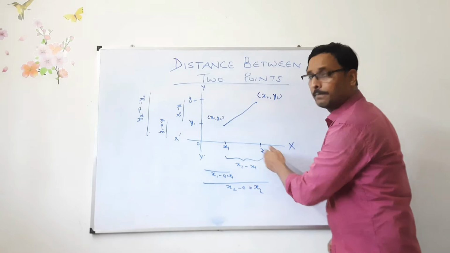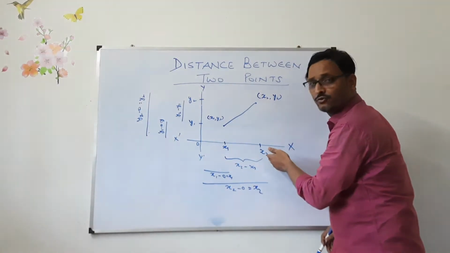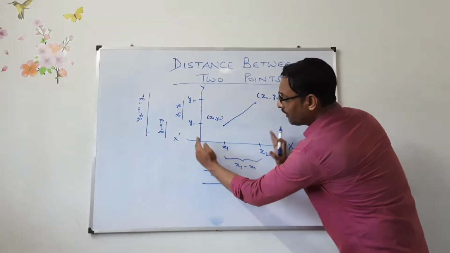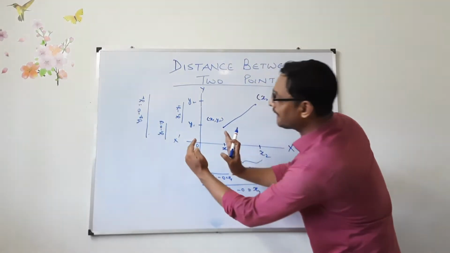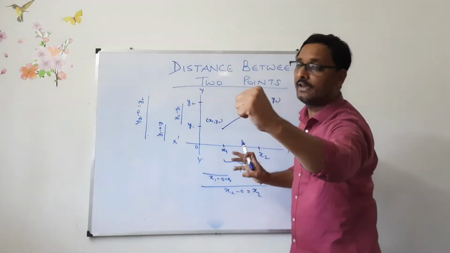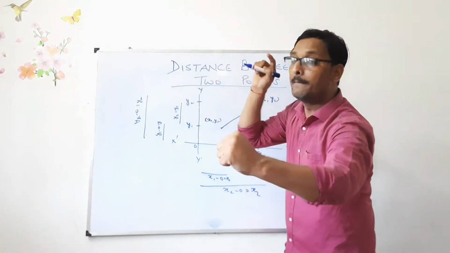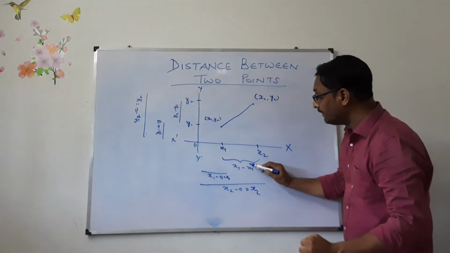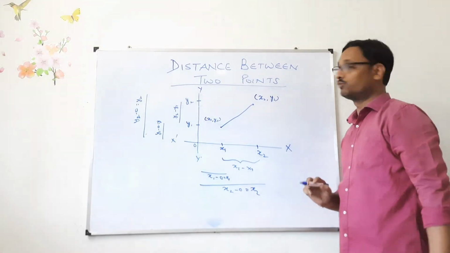The same logic applies here. This whole was x2. From this you have taken out x1. From x2 you have taken out x1. So x2 minus x1. That's why this is x2 minus x1.